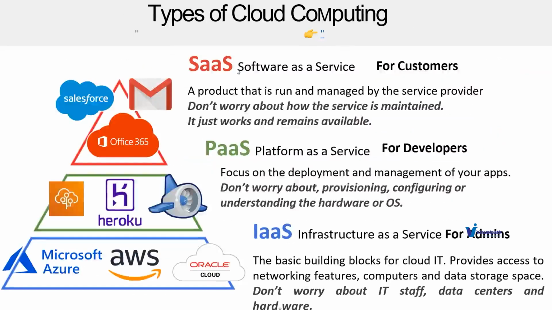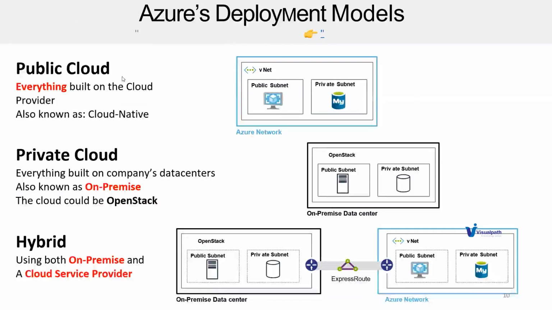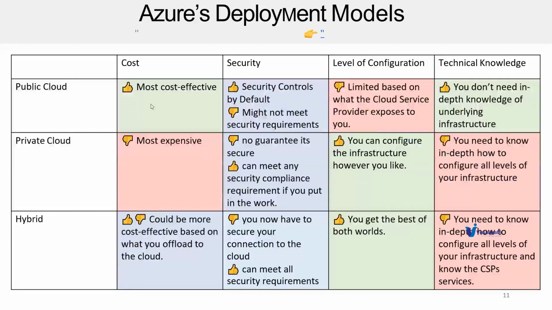Then types of cloud computing: SaaS, PaaS, and IaaS we have seen, and then the differences between on-premise infrastructure, platform and then software as a service. What is private cloud, public cloud, and then hybrid cloud we have seen. Then what are the advantages and what are the disadvantages? The thumbs up you are seeing here are nothing but the advantages. The thumbs down you are seeing here are nothing but your disadvantages basically.